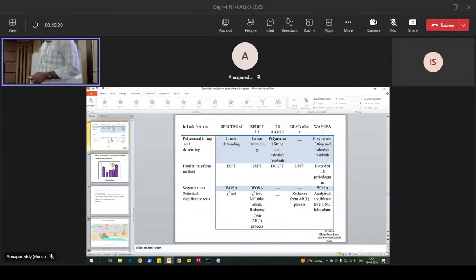So if you want to, okay, you understood this. So the basic thing, correlation. No, actually, there are methods which only give you periodicities. If you are okay with periodicities, you choose just spectrum or Redfit. Redfit is the best thing. Many people use Redfit. It is very easy to handle, and you can do many things.